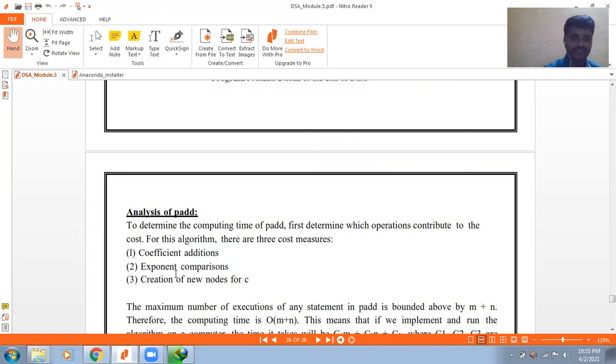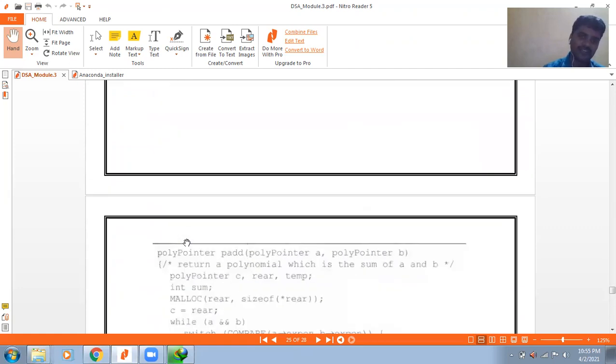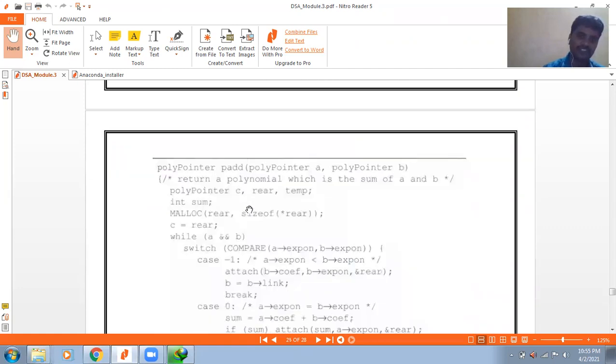First of all, for this algorithm there are three cost measures. The first is the coefficient addition, then the exponent comparison, and the creation of new nodes for C. So here we see that there are three combinations in total.